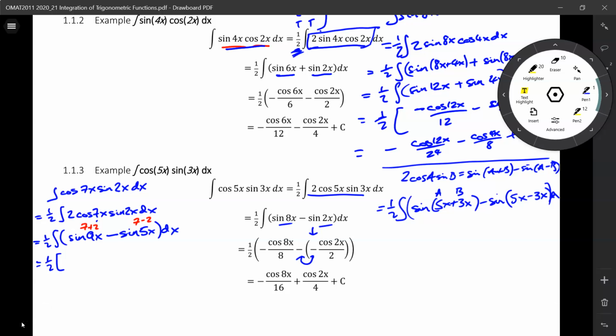the integral of sine x is minus cosine x, so it's minus cosine 9x.